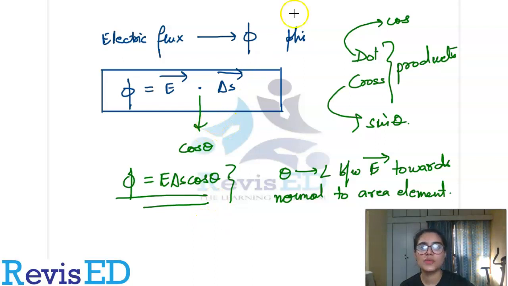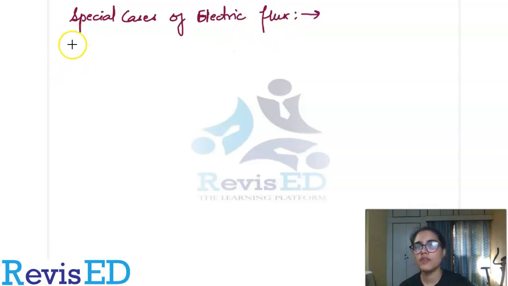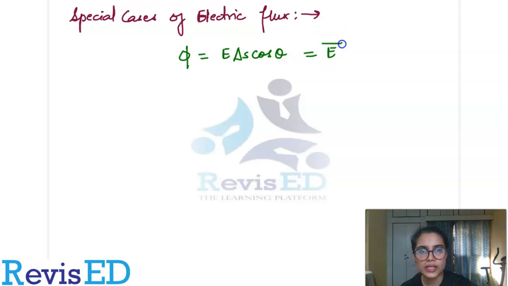Now in today's video lecture, we are going to talk about some special cases of electric flux. So let's see the special cases of this electric flux. The very first thing is to write down the formula. Phi is equal to E delta S cos theta, which can also be written as E dot product delta S.